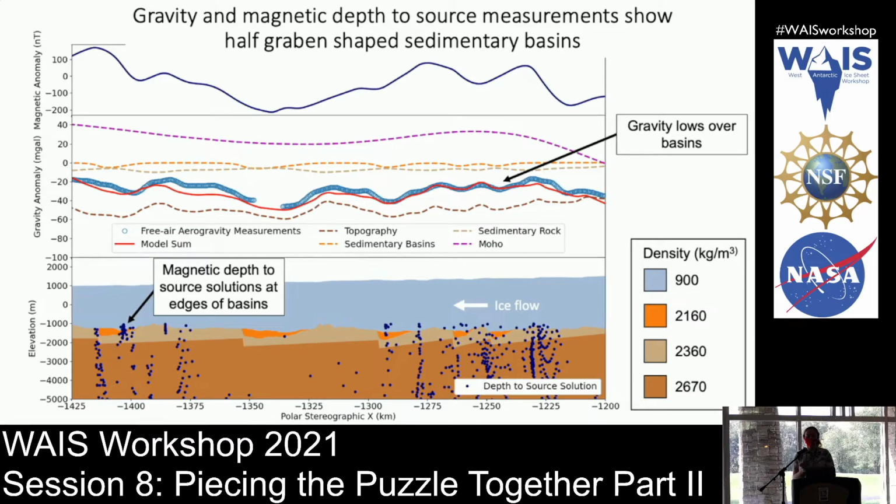And the magnetic data, we're using magnetic depth to source measurements. So that measures the depth to the magnetic source in the crust. And typically sediments will have very low magnetic susceptibility. So we'd be expecting the depth to source solutions to lie outside of the sedimentary basins. And we can see clustering of these depth to source solutions around the edges of the sedimentary basins, showing agreement with the model created from the gravity data.